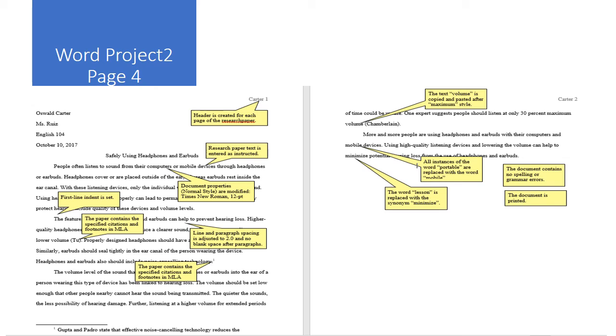So on page 4, I'm looking for a screenshot of the text of the first research paper. The topic of this research paper is right here, safely using headphones and earbuds. The content for the paper is all found in the textbook. As you walk through the instructions in the textbook, it will give you the specific text that should be typed for this paper. And I'm telling you, with these various call-out boxes, the kinds of things that I'll be looking over.